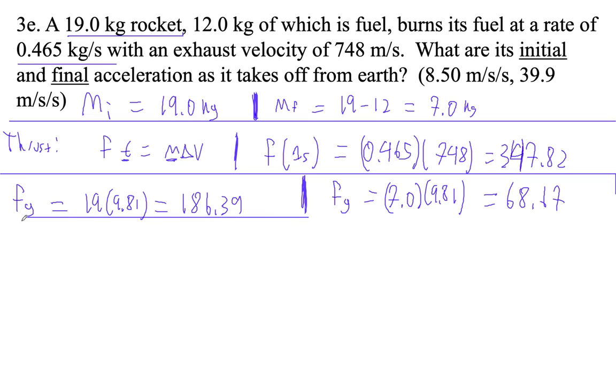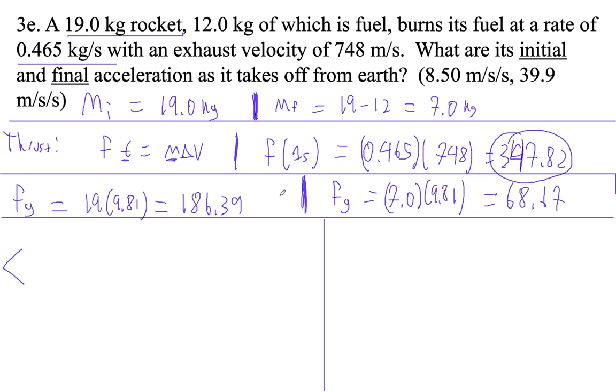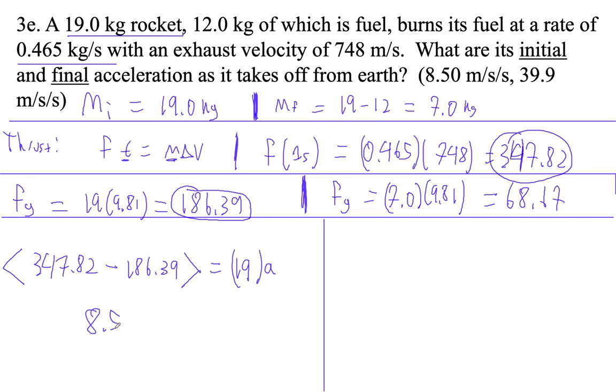Now we are finally ready to figure out those initial and final accelerations, okay? So initially, we've got this thrust here, 347.82, and this force of gravity acting against it, right? So that's going to be down. And then that equals 19 times the acceleration. We can do this. Collectively, we can do this. So this guy minus this guy, I'm using the up arrow on my calculator, divided by 19. And that's 8.496, so 8.50 meters per second squared. That's our initial acceleration.